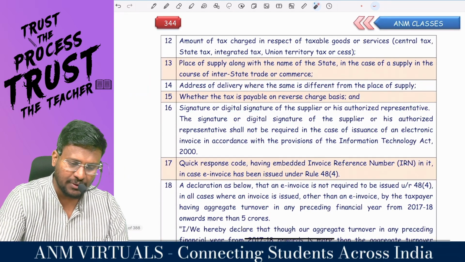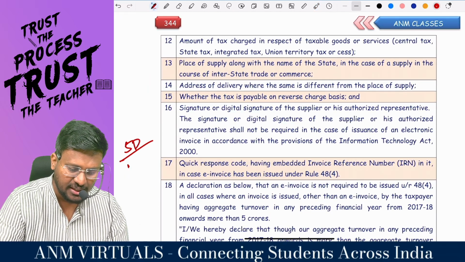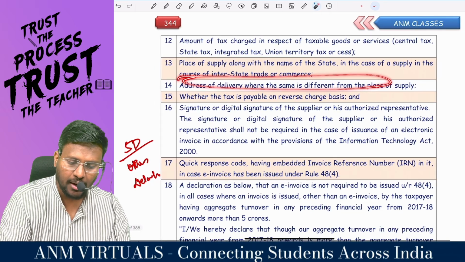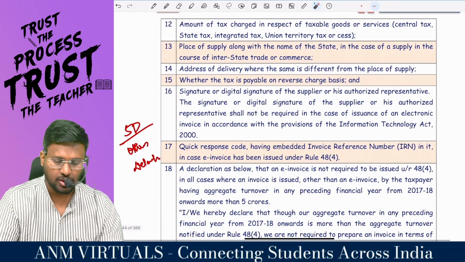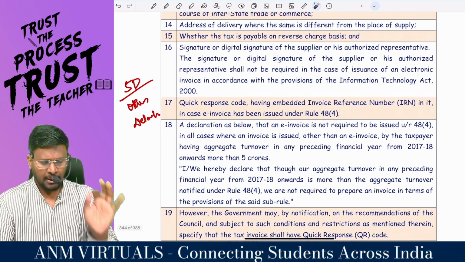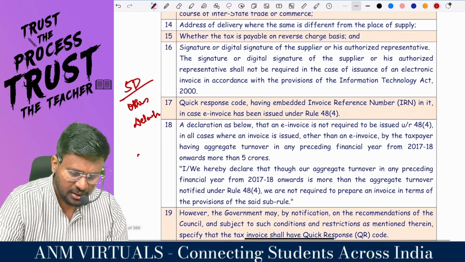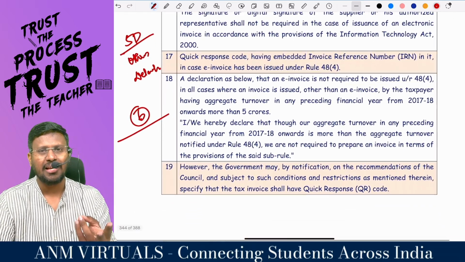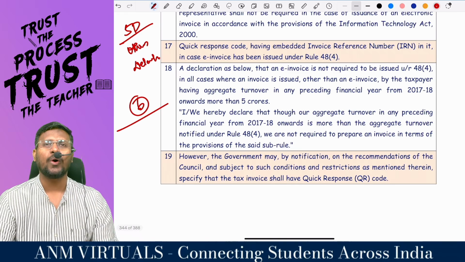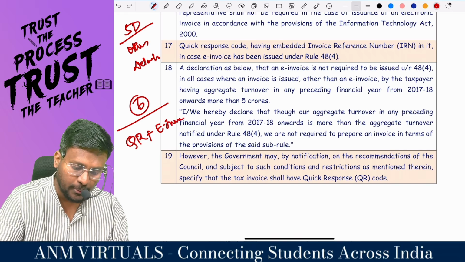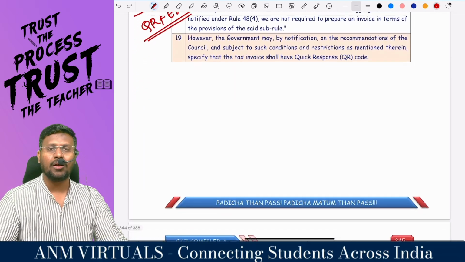The next set, the 5th set, is other details. The other details mean the signature, place of delivery, and miscellaneous matters: the address of delivery, whether tax is payable on reverse charge basis, and the signature, which can be a digital signature. Then set number 6, you should have the QR code, and you have to put a declaration that you are not supposed to issue an e-invoice. That's set number 6, QR code and e-invoice details. So these are the contents to be given in the invoice.